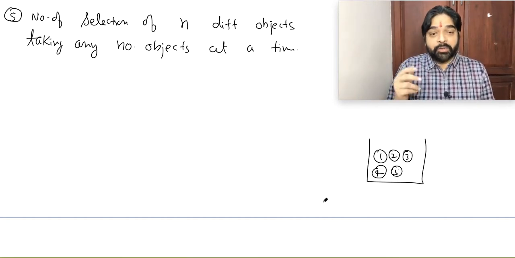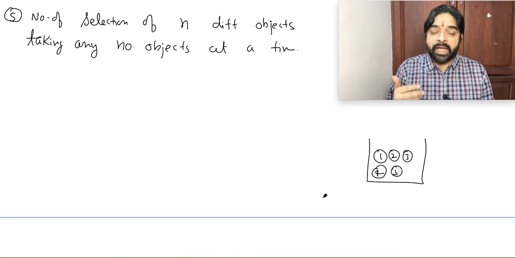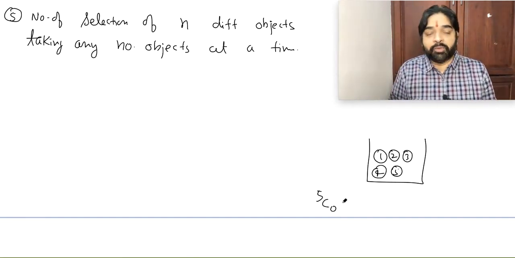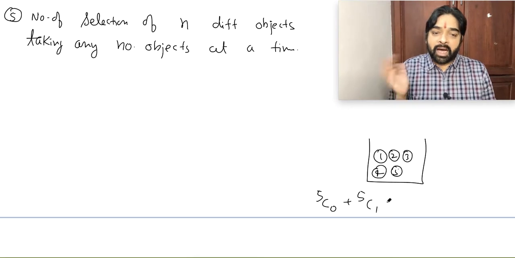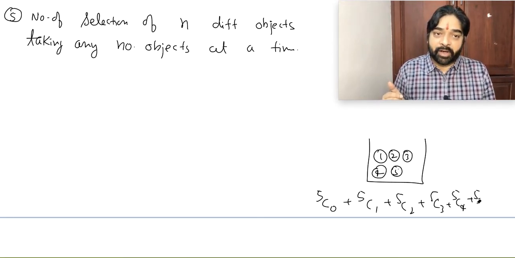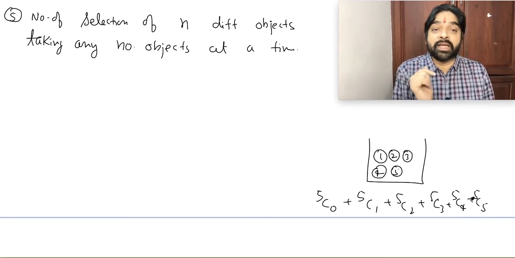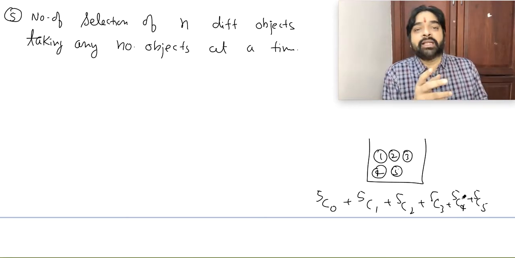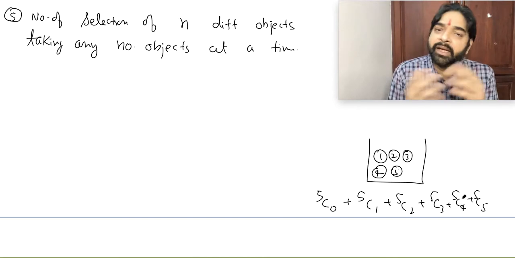So in the statement form, you will say either I will select 0 coin, or I will select 1 coin, or 2 coin, or 3 coin, or 4 coin, or 5 coin, because they did not mention how many coin you have to select. Simply they say that you select some coin. Any number of coin you can select.